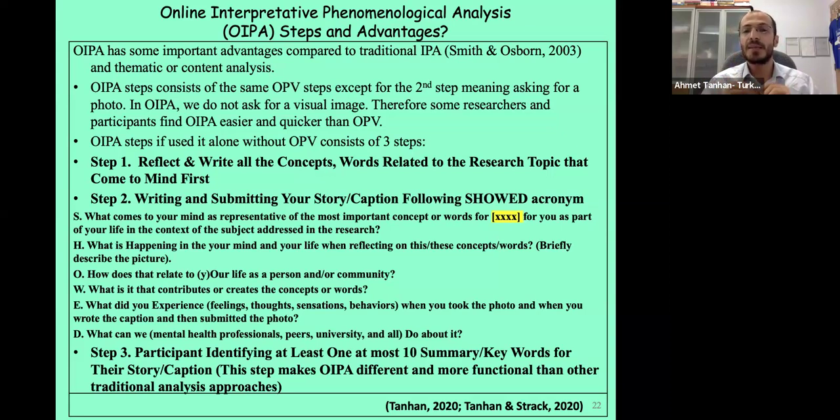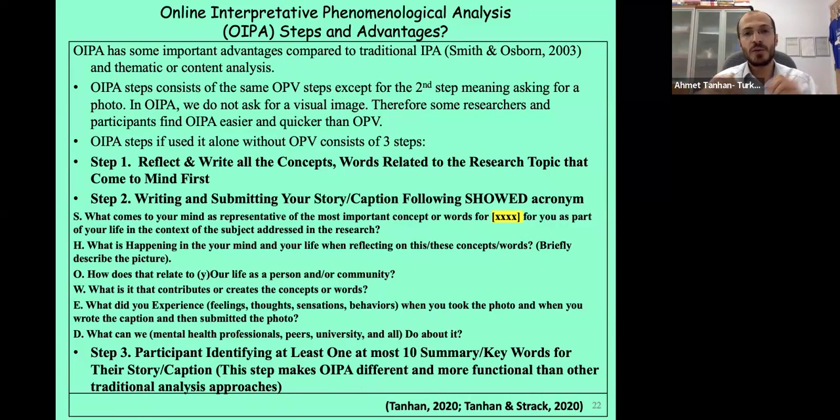In OIPA, we are not asking people for the photo. We are asking, step one, reflect and write all the concept words related to the research topic that come to your mind first. That means brainstorming. Step two, focus on these words and provide a very deep, meaningful, comprehensive story following the short acronym. We skip the photo compared to OPV. And step three, they give us the heart of the story. So they write their summary words or their themes, and then you are done.